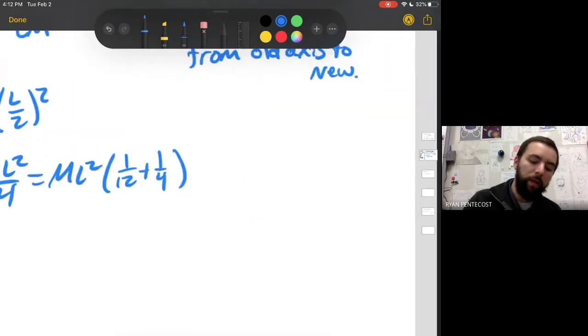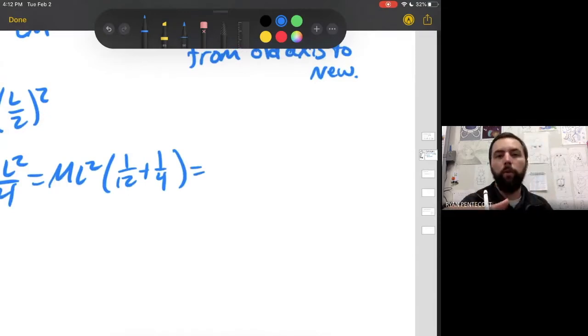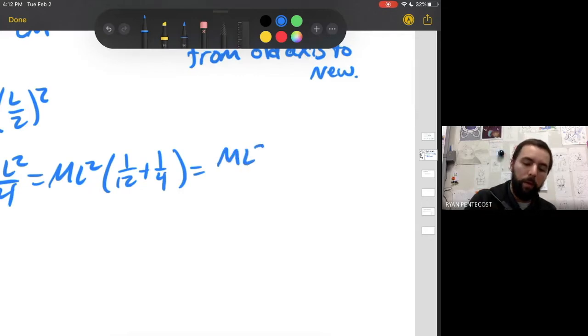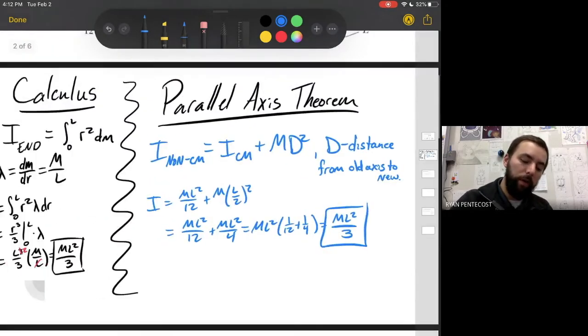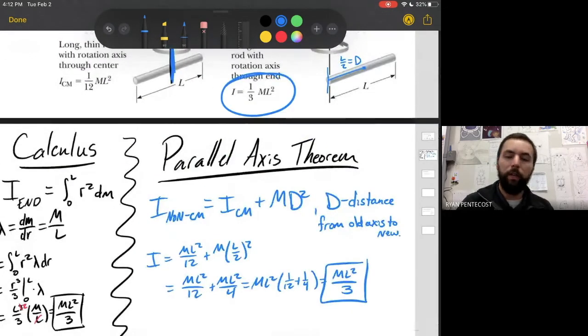You'll have to break that down. So 1/4 is 3/12. 3/12 plus 1/12 is 4/12. 4/12 is 1/3. So 1/12 plus 1/4 is 1/3. I feel like I almost developed a lisp there, trying to say twelfths and thirds and fourths. But then you get ml squared over 3, right? Which is, again, exactly where we ended up.